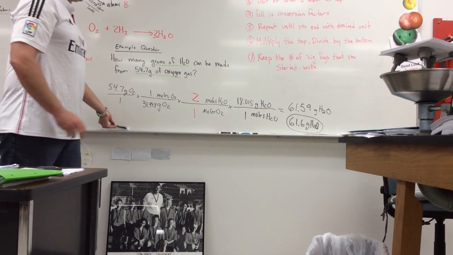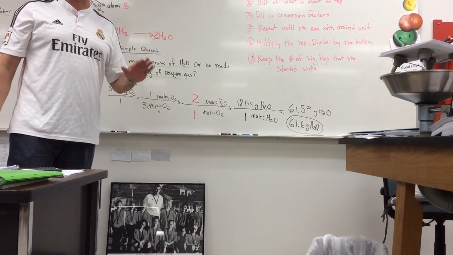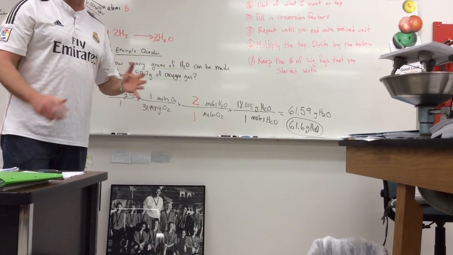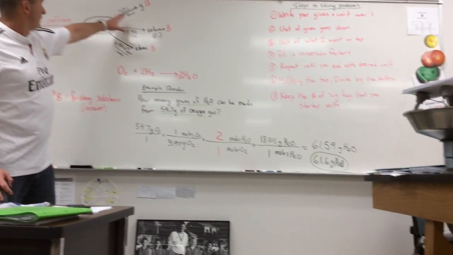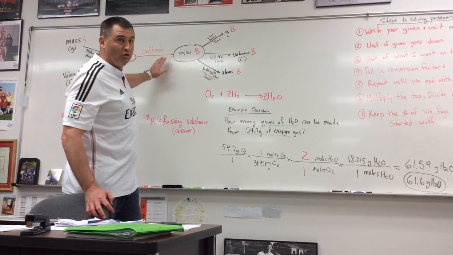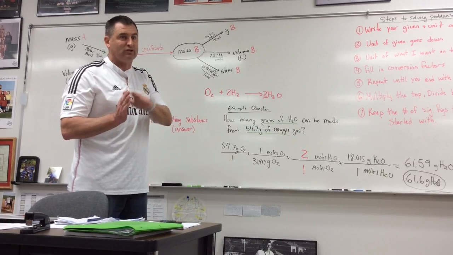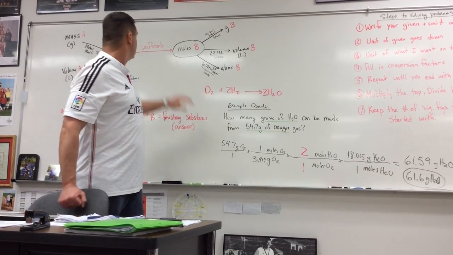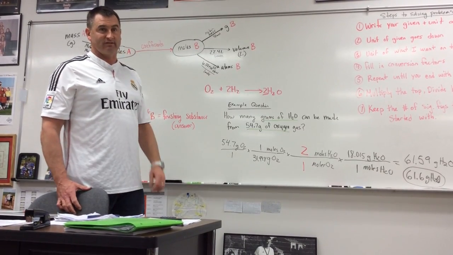So we're going to be doing a lot of practice on these, but that is the simplest way to do it. And that is a 3-step gram to gram problem. But remember, the key, the new thing, is that the only way to convert from one substance to another substance is through moles. And when we do that, we use coefficients. All right, thanks.